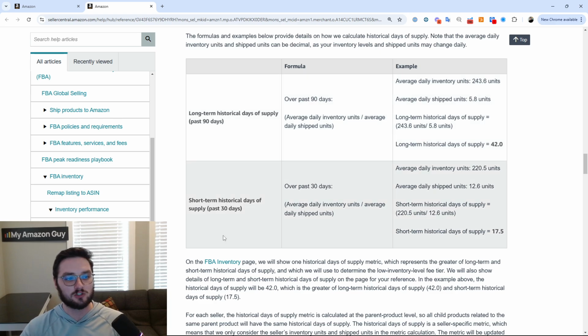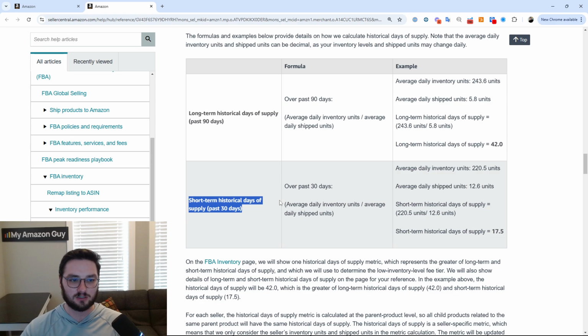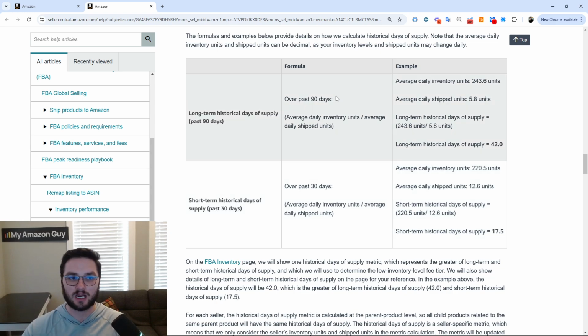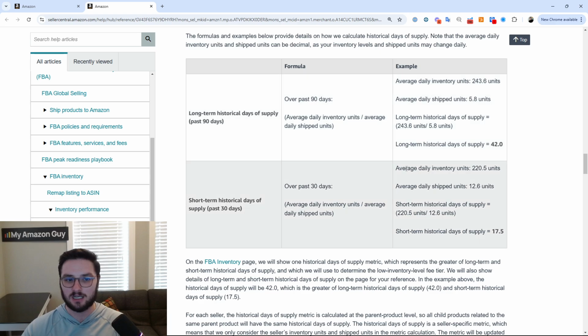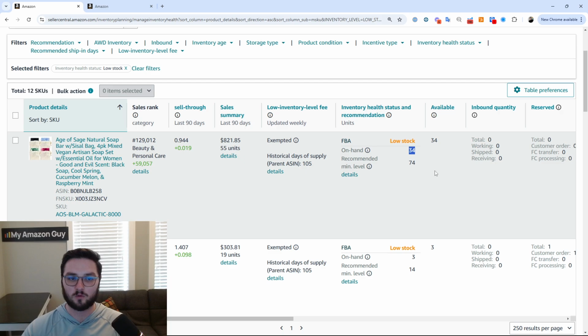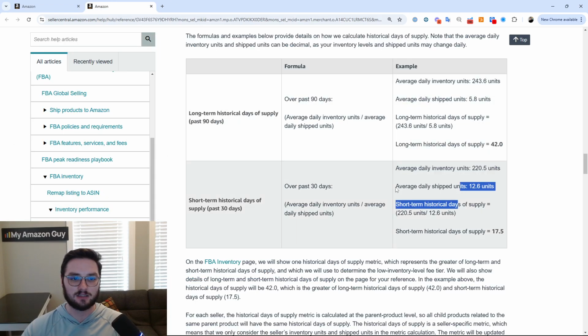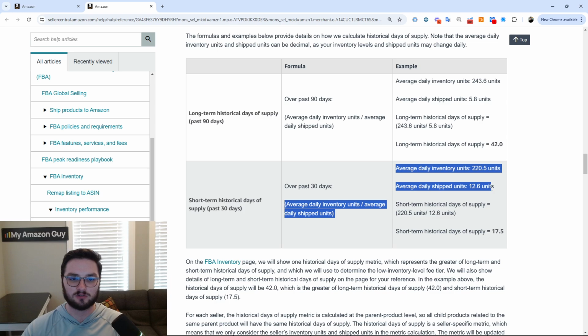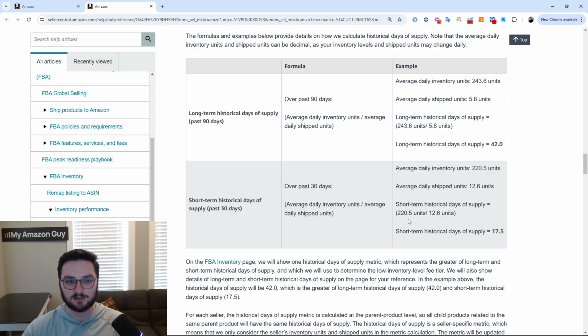Now, short-term historical days supply, past 30 days, is essentially the same exact formula. The difference is that you're only taking the last 30 days rather than the last 90 days. So again, same thing: average daily inventory units, they check your on hand for the last 30 days, and then they check your average number of units shipped over the last 30 days, divide those two numbers, and now you have the number of days for short-term historical.